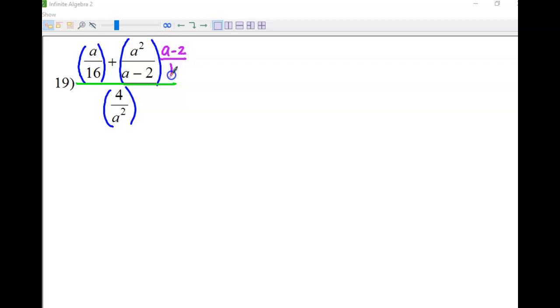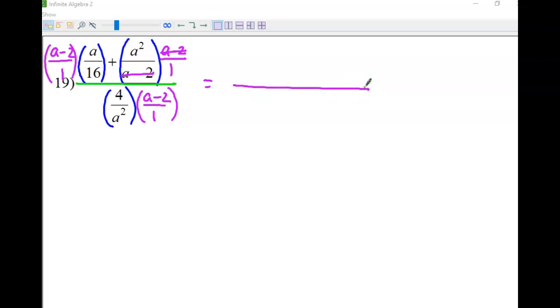So I've got to multiply this fraction by a minus 2, canceling those out. I've got to multiply this fraction by a minus 2, and I've got to multiply this one by a minus 2 just to keep everything balanced. So now, what do I have as a result of that?